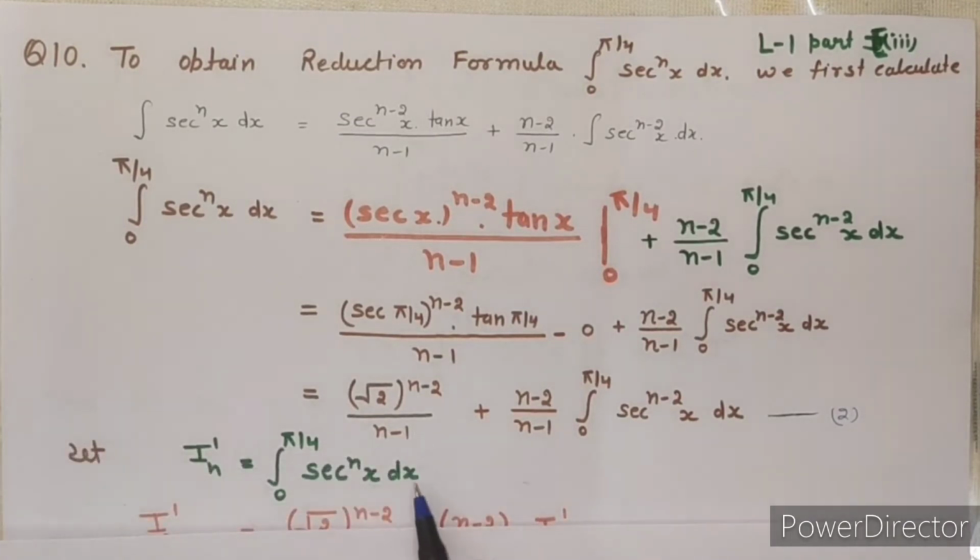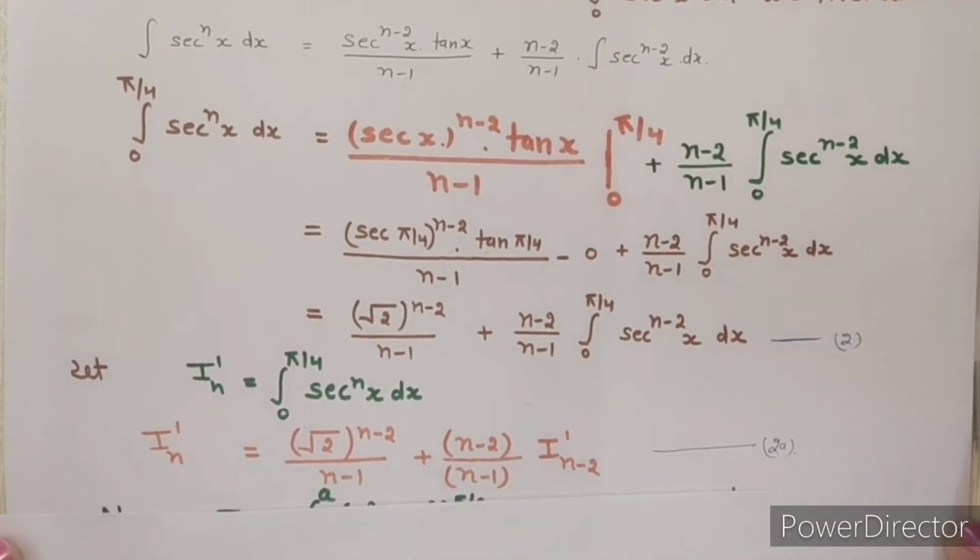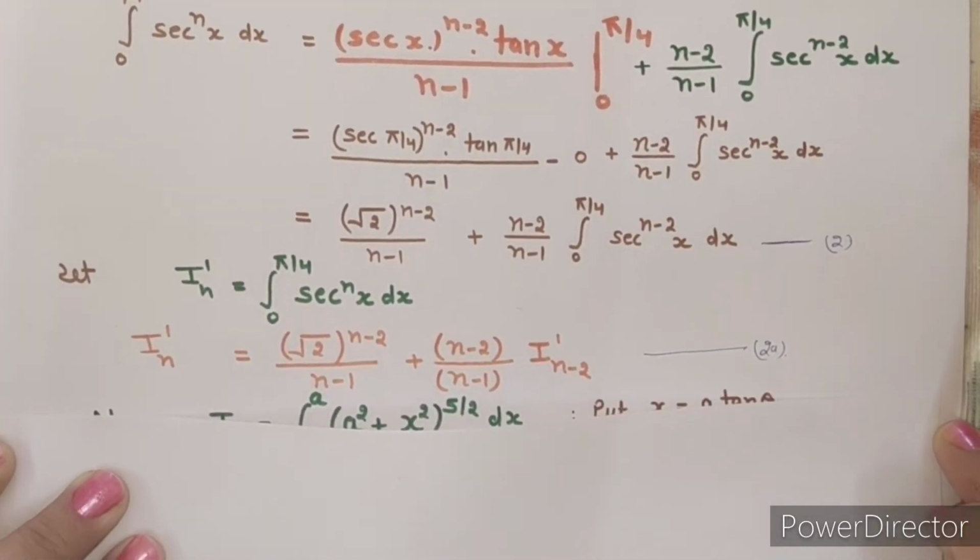Okay, so I can write the reduction formula this one. You can say it this way as well. So I am writing this is 2 and this is 2a. This is in the integral form, this is in the symbolic form. Now to find the reduction part, evaluate.